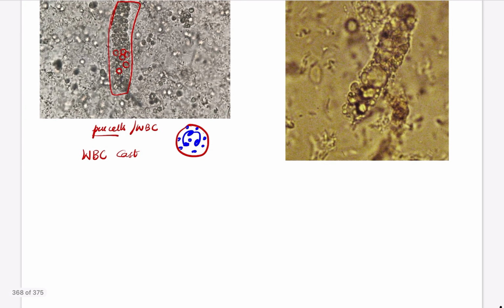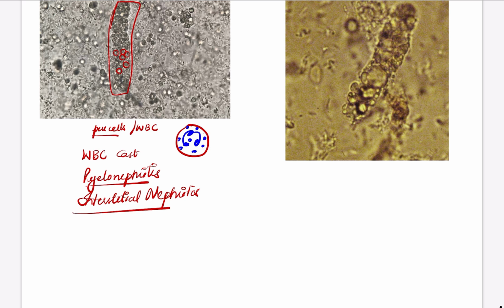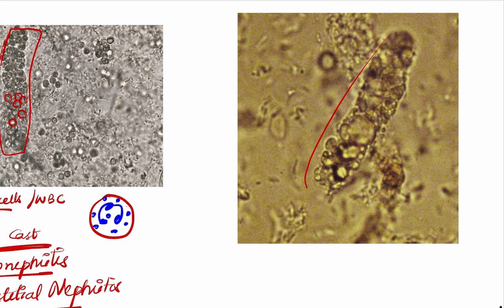Seen in conditions like WBCs are more common in infections like pyelonephritis, interstitial nephritis. So all the infections are associated with WBC casts passing in the urine. Again, here is another cast, a cylindrical structure.